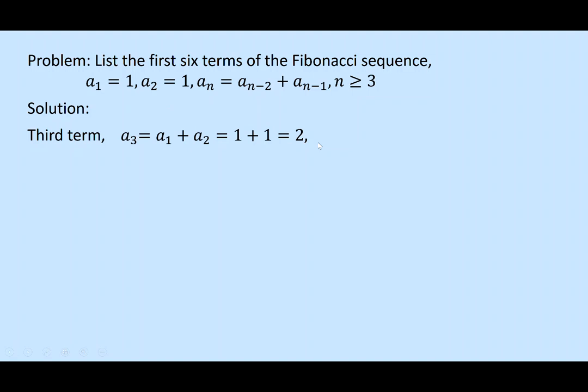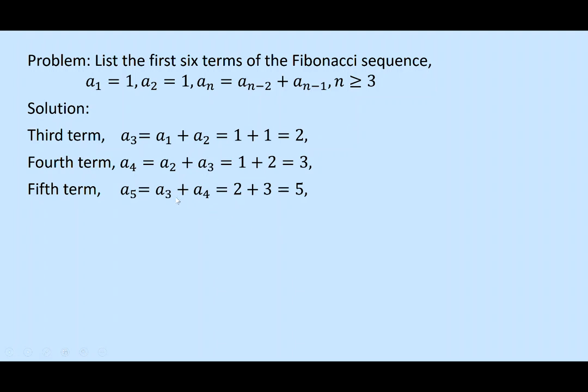Fourth term, a sub 4. Go back to this formula, plug n equals 4. You get a sub 4 minus 2 is a sub 2. 4 minus 1 is 3, so a sub 3. A sub 2 plus a sub 3. Do we know a sub 2 and a sub 3? Yes, we do. A sub 2 is 1, a sub 3 is 2, so 1 plus 2. And so on. Fifth is a sub 3 plus a sub 4. Sixth is a sub 4 plus a sub 5. And so the Fibonacci sequence is 1, 1, 2, 3, 5, 8, 13. Yikes, 13 plus 8 is 21, and so on.